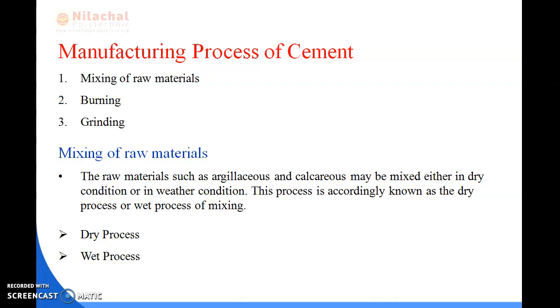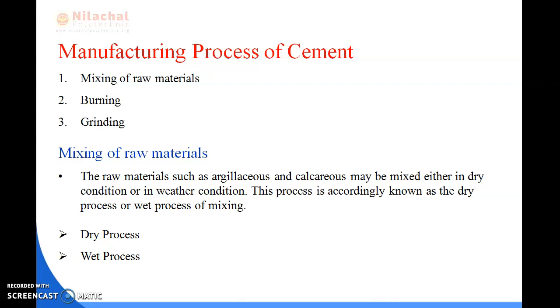First is mixing of raw materials, second is burning, third is grinding. For mixing of raw materials, there are two raw materials, that is argillaceous material and calcareous material. It is mixed either in dry condition, which we can say is the dry process, or in wet conditions, which we can say is the wet process of mixing. There are two types, dry process and wet process.